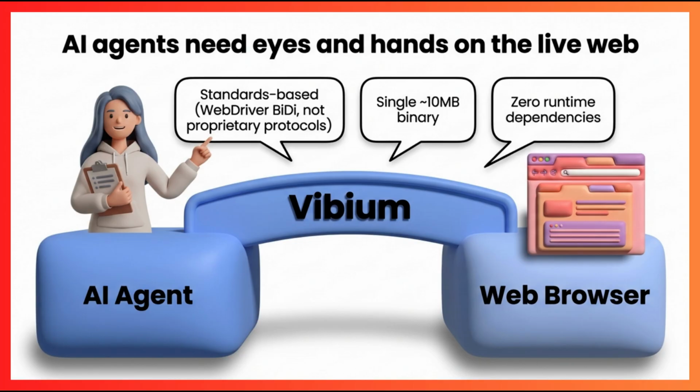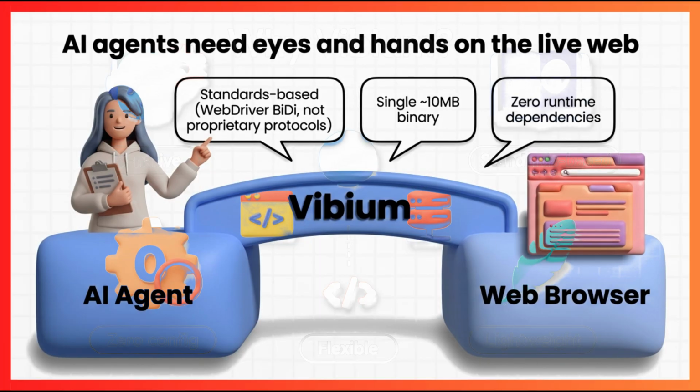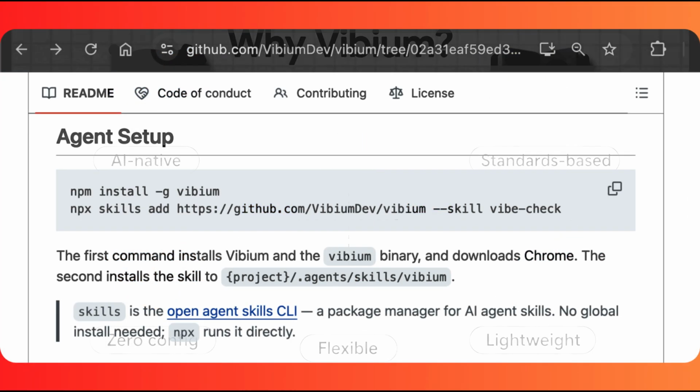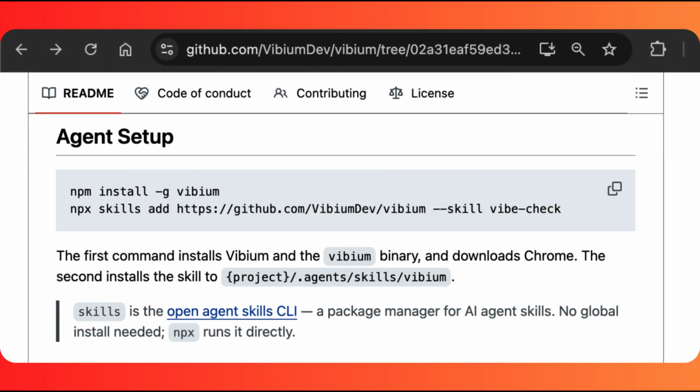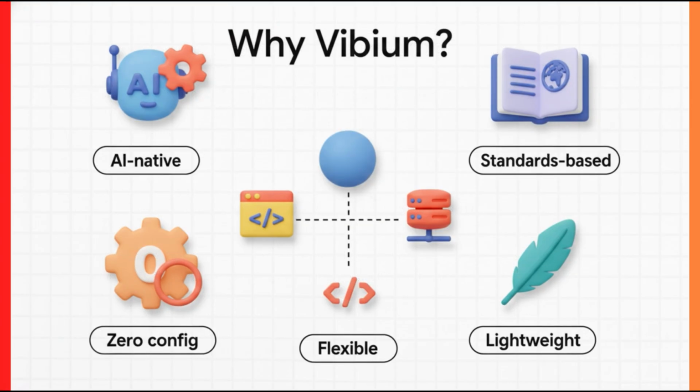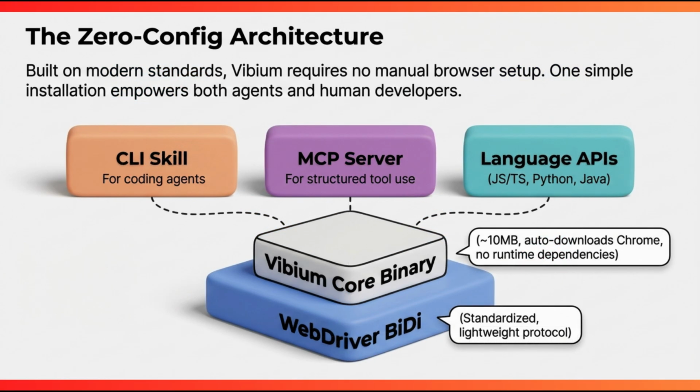So why are developers getting so excited about this? Well, first off, it's AI native. You install it as a skill, and your agent just instantly gets how to use it. No complex integration needed. And the setup, it's zero config. It handles all the browser installation for you. Plus, it's lightweight, based on open standards, and incredibly flexible, whether you want to use it as a command line tool, a server, or a library.